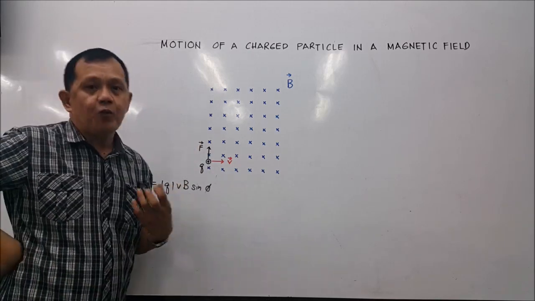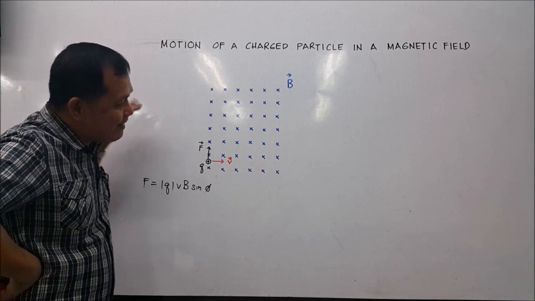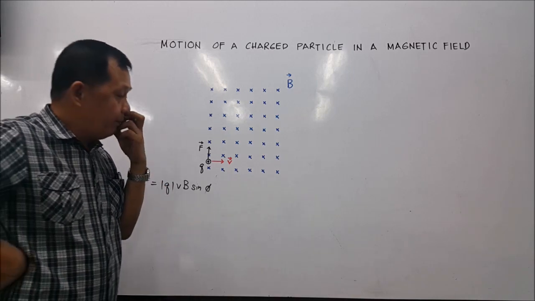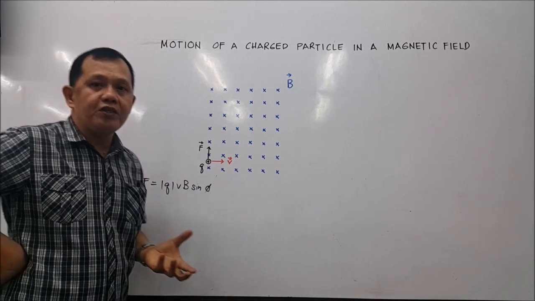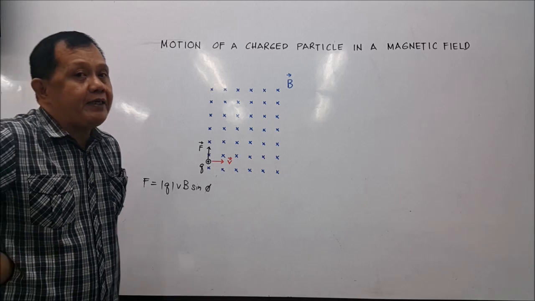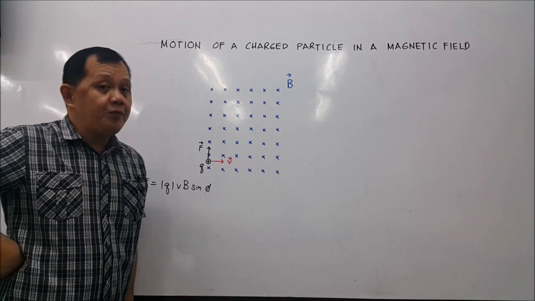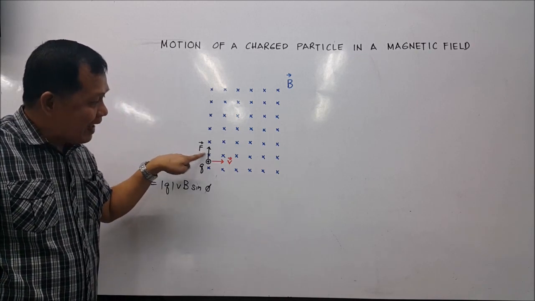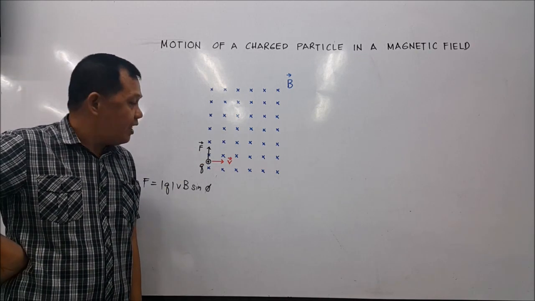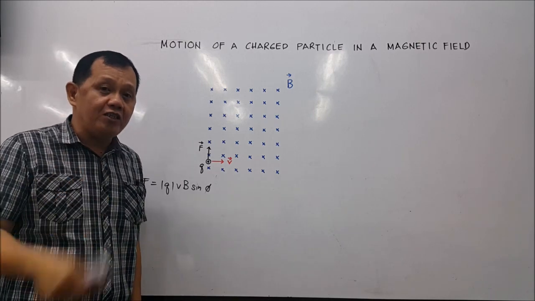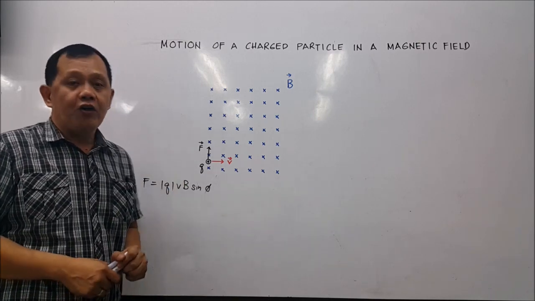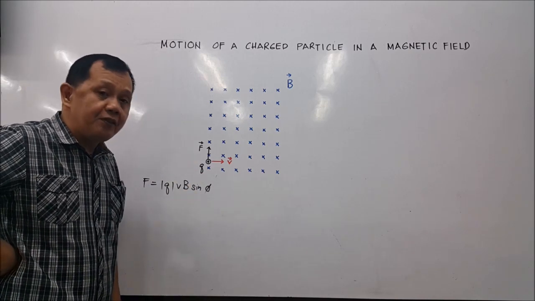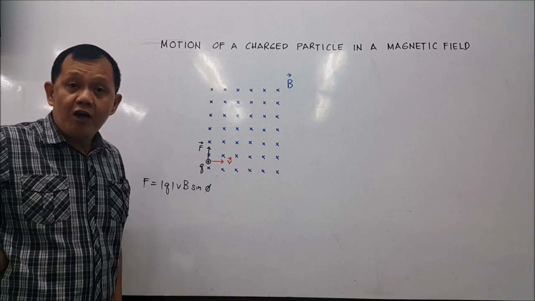So the question now is, what happens to the charge as it travels in the magnetic field? How would it behave? Take note that, from Newton's laws of motion, whenever a particle experiences a force, it will accelerate. But in this case, the force is acting perpendicular to the velocity. So that means that there will be no change in the magnitude of the velocity, so the speed of the charged particle as it moves through the magnetic field will be constant.